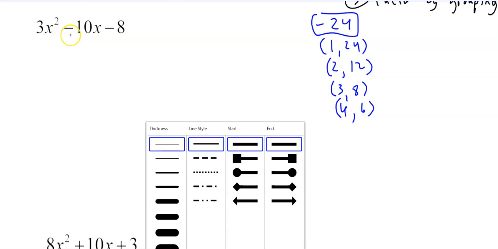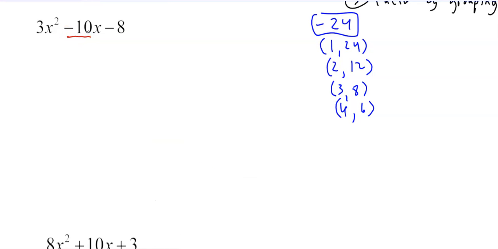So now I need to add up to make negative 10. So these won't work. Now this is negative. That's important. So one of these has to be positive. One has to be negative. These don't work because they would both have to be negative. But in this case, if the 12 is negative, because I need a negative 10, and the 2 is positive, I think those factors will work.